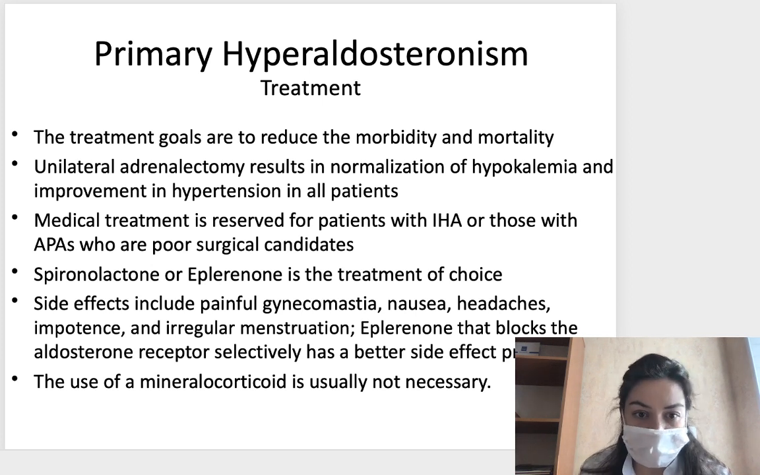Side effects include painful gynecomastia, nausea, headaches, impotence, and irregular menstruation. Eplerenone, which blocks the aldosterone receptors selectively, has better side effects. The use of mineralocorticoid is usually not necessary.